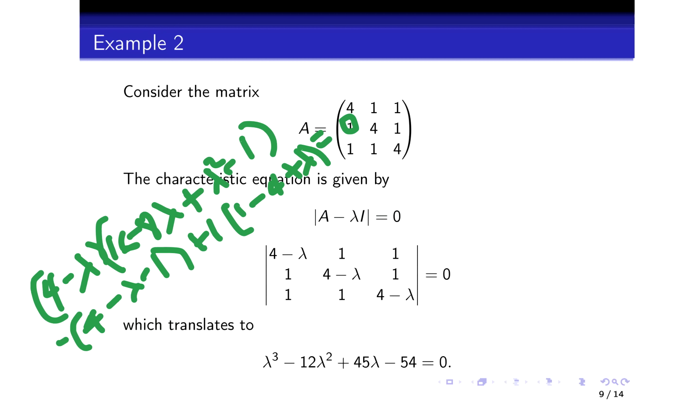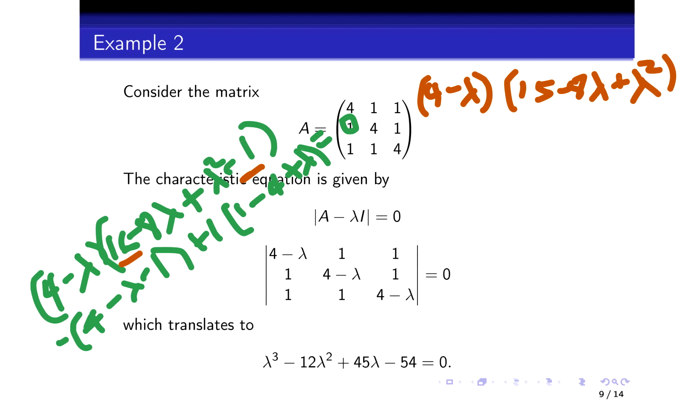Okay, so with this now, we have 4 minus lambda into now 16 minus 1, that's 15 minus 8 lambda plus lambda squared. All right, that's for that. Then this next one, you have minus into 4 minus 1, that's 3, minus lambda. Then lastly, you have plus 1 into 1 minus 4, that's minus 3 plus lambda. And all this is equal to 0.